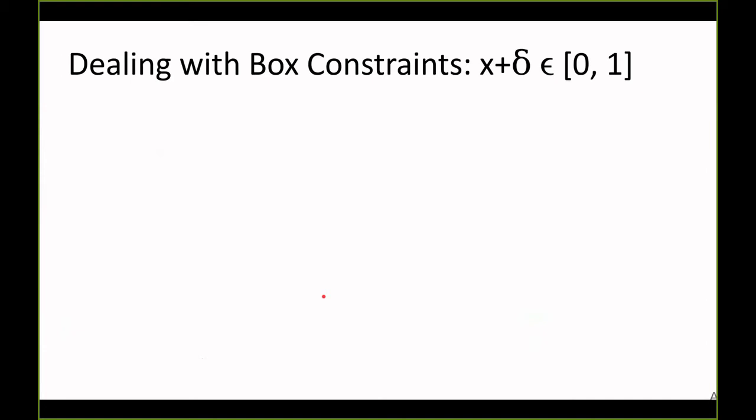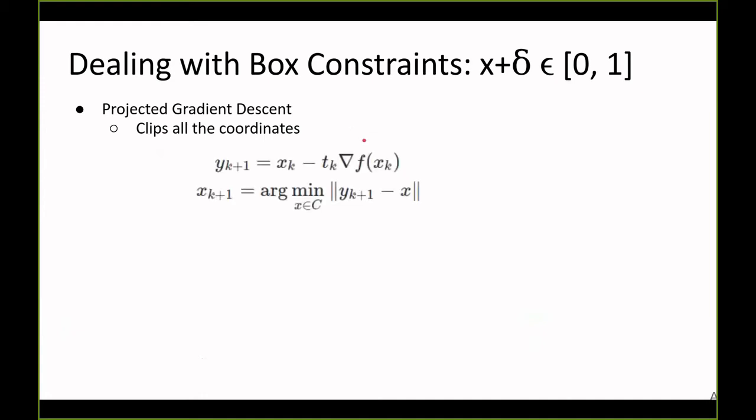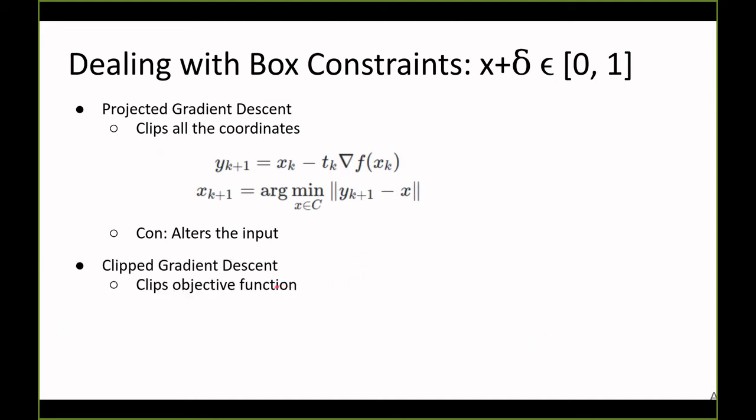Okay, so now we move on to the second parameter, that x plus delta should be in the range 0 to 1. For this, they tried different approaches. The first one they tried is projected gradient descent. In projected gradient descent, it iteratively clips all the coordinates. The problem with this is that it alters the input very much, so gradient descent performs very poorly in this case. Then the second approach they tried is clipped gradient descent. Instead of clipping the coordinates, they clip the objective function. So they do a maximization and then a minimization.